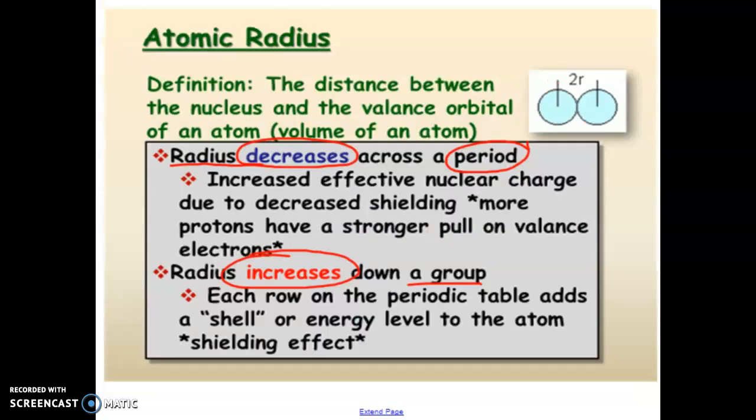So let's go back and talk about the reason for this. Now, all of the trends that we're going to be looking at have a similar reasoning. So the reason why it's either increasing or decreasing will be kind of the same. So it's important to make sure you have a good understanding of this.